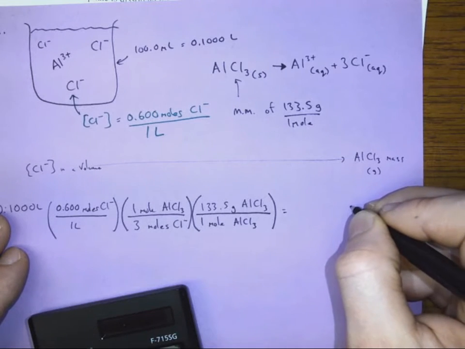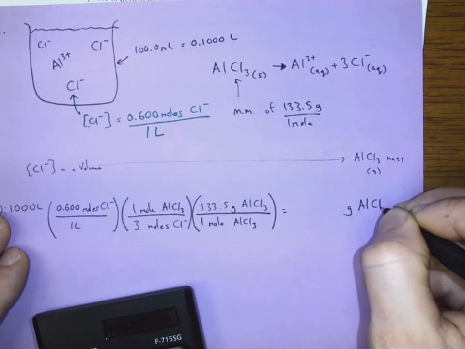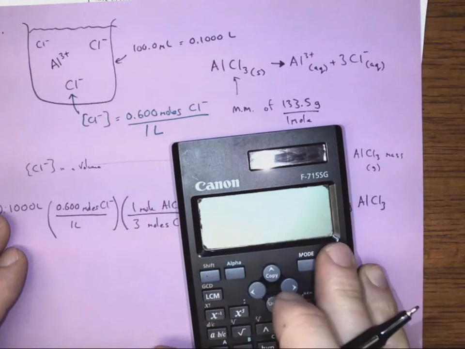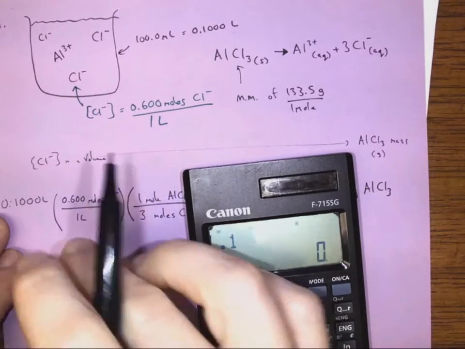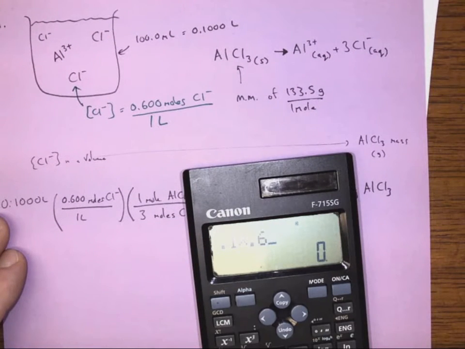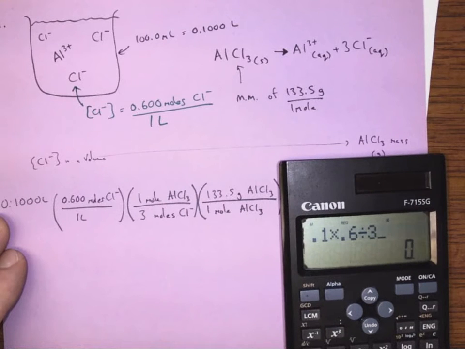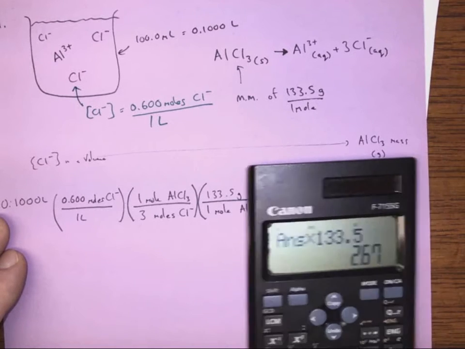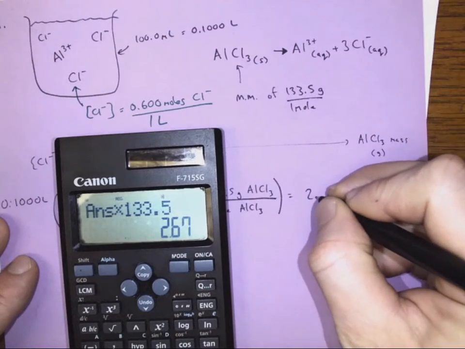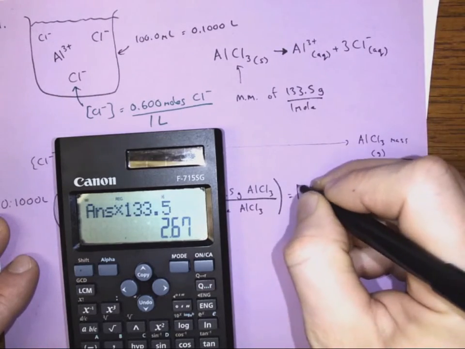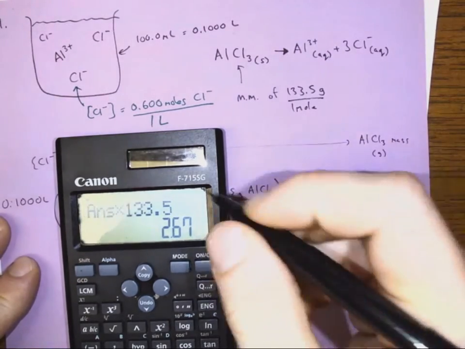So let's find out. That'll tell us grams of AlCl3. It's going to be 0.1 times 0.6 divided by 3. Just to make sure, I'm going to press equals and times that by 133.5 grams per mole. And that's not much. It's 2.67 grams of aluminum chloride that we have to weigh out in order to make this solution.